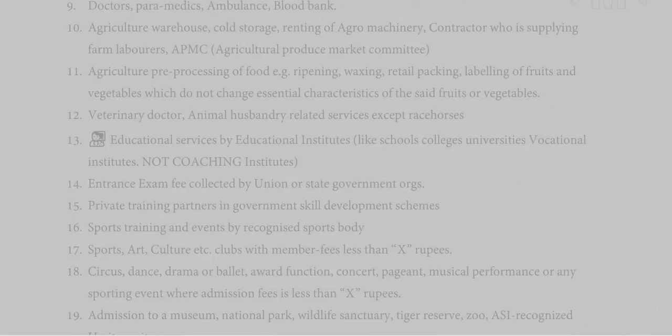9. Doctors, paramedics, ambulance, blood bank. 10. Agriculture: warehouse, cold storage, renting of agro-machinery, contractors supplying farm labourers, APMC (Agricultural Produce Market Committee). 11. Agriculture pre-processing of food, e.g. ripening, waxing, retail packing, labelling of fruits and vegetables which do not change the essential characteristics of the said fruits or vegetables. 12. Veterinary doctors, animal husbandry related services except racehorses.